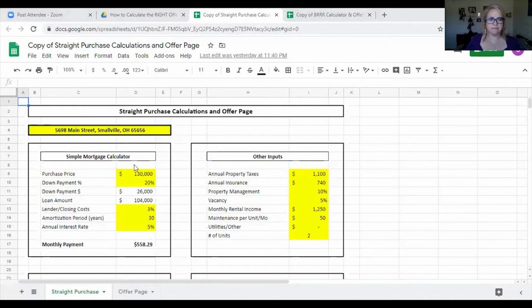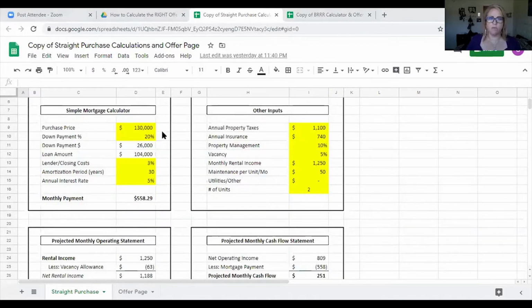So in this simple mortgage calculator, I'm just going to walk you through the different pieces and what impacts what, so that you can build out the calculations for yourself. Let's say, for example, we have a purchase price of 130,000, or you're evaluating a purchase price of 130,000. Maybe they're asking 150 or 140, and you want to see what it looks like at 130. Or maybe they're asking 130 and you want to see if you can offer full price. Does it work for me? Then you're going to put in your down payment. I'm going to change this to 25% and hit enter.